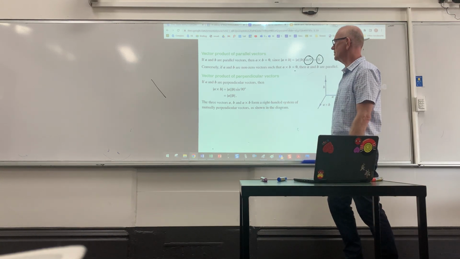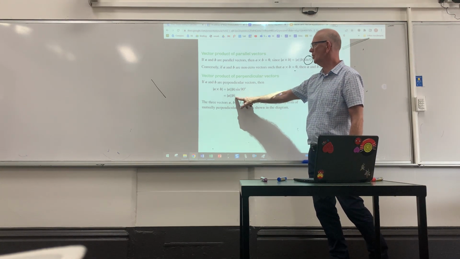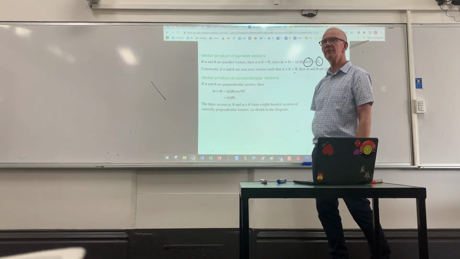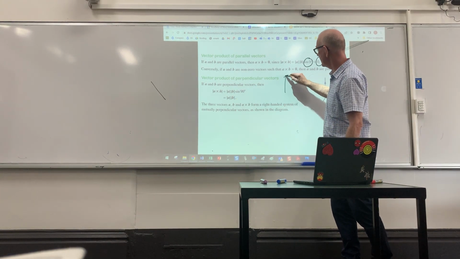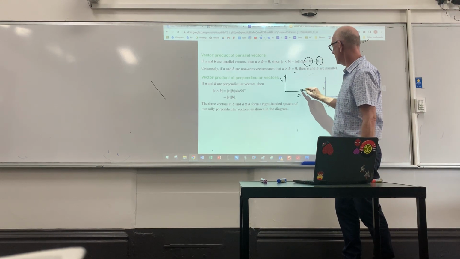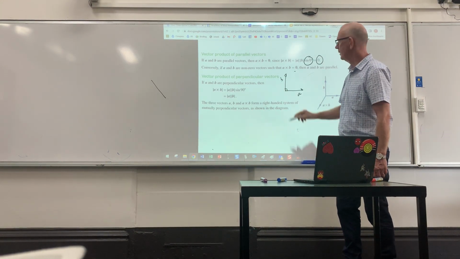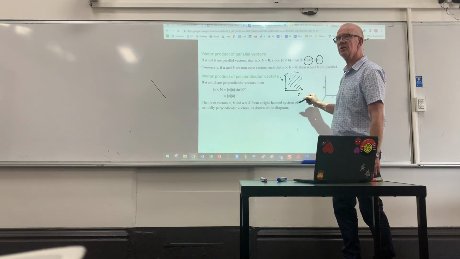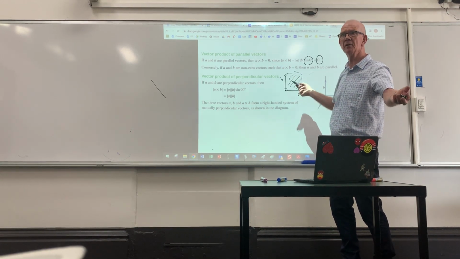Perpendicular vectors, the sine of 90 is 1, so perpendicular will give you magnitude of A times magnitude of B, if they are at right angles. If that is B and that is A and that's a right angle, then this is going to be the projection, and it's going to be the magnitude of A times the magnitude of B, the area of a rectangle.